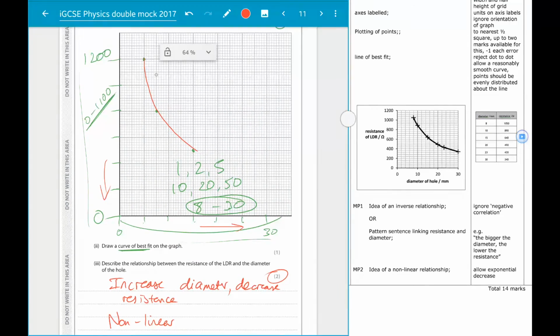So if you said something like, the bigger the diameter, the lower the resistance, would be okay for the first mark, and for the second mark, it's non-linear. You could even go into more detail by actually giving some values here. So from 5 to 10 millimeters, the drop was this much, and from 25 to 30, the drop was only this much less. So you're giving a bit of numbers here. That completely rounds off to make sure you definitely got all the marks.